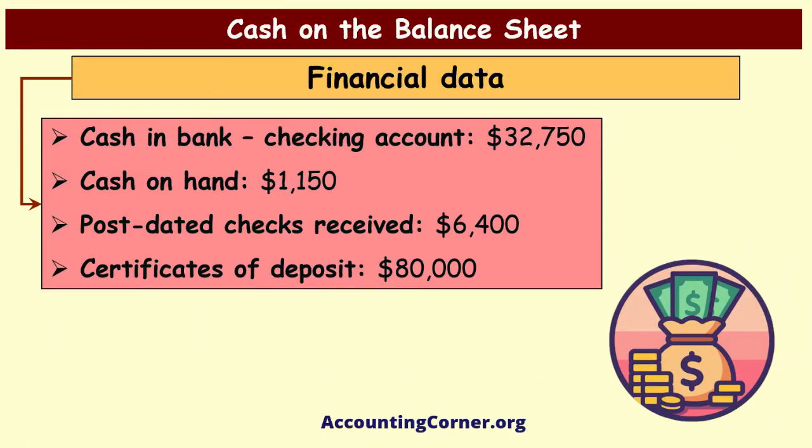Here is the financial data we need to analyze. The company has a checking account balance of $32,750. It also holds cash on hand of $1,150. In addition, it has post-dated checks received, totaling $6,400, and certificates of deposit worth $80,000.